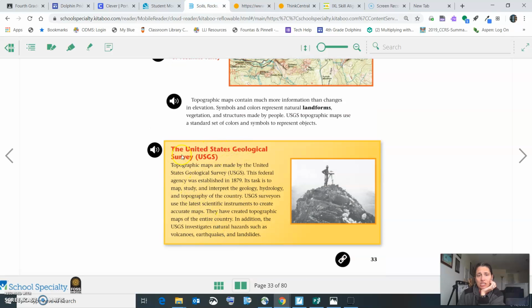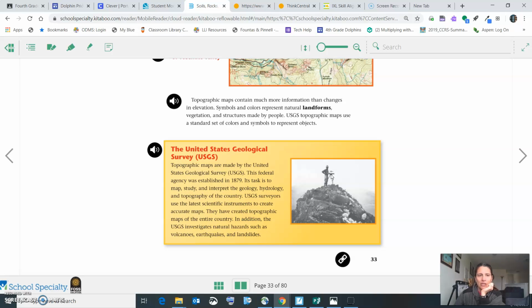The United States Geological Survey, USGS, and so this is a man out there doing those measurements. So they don't just make them up. They have people out there with these tools, and you might have seen them on the freeway. Somebody's looking through a tripod looking thing.